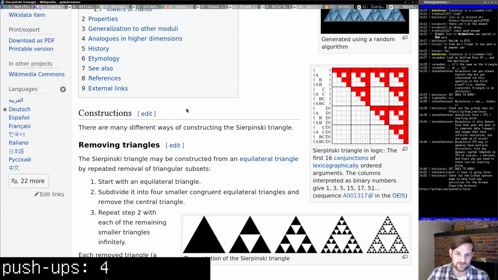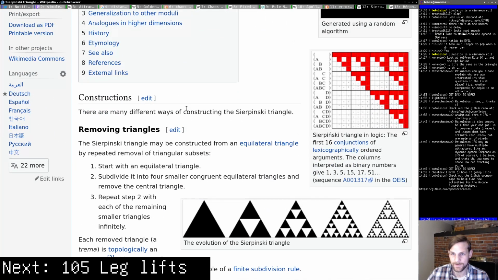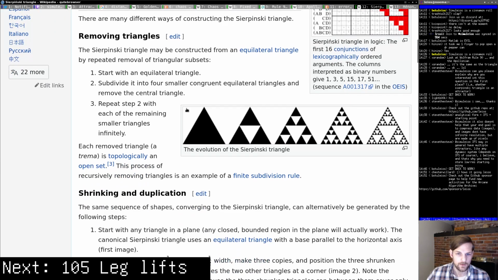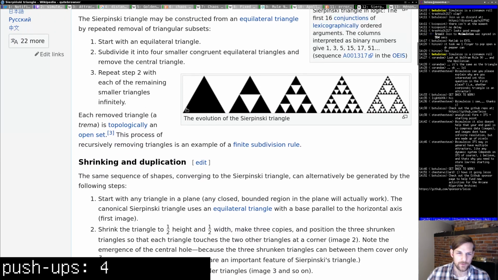There are many different ways of constructing the triangle. Obviously, the evolution, yeah, that's fine as well. What is interesting though is this does kind of solve, or start showing, the problem that I was discussing earlier.